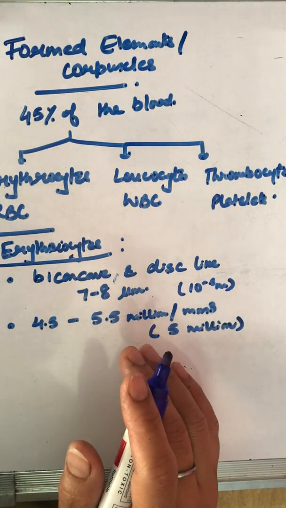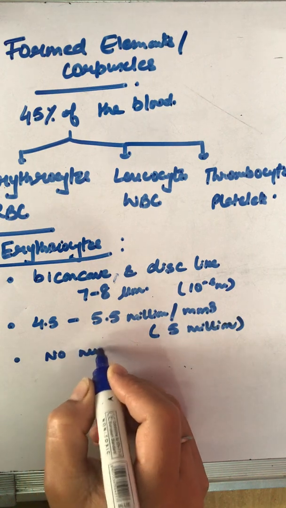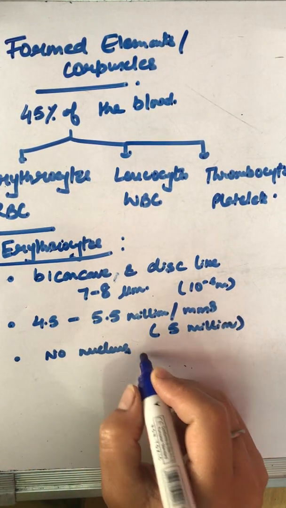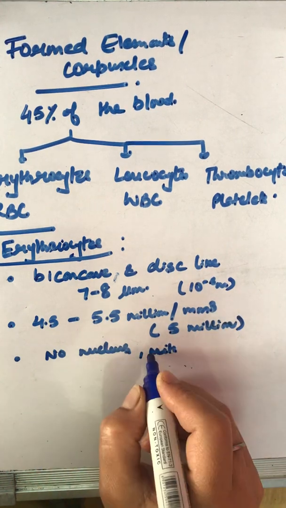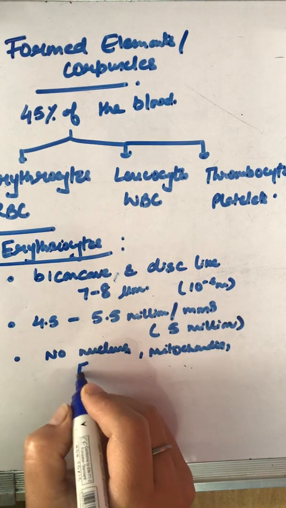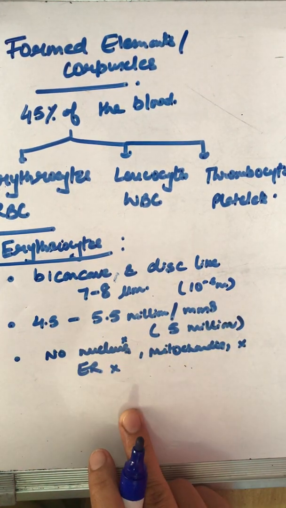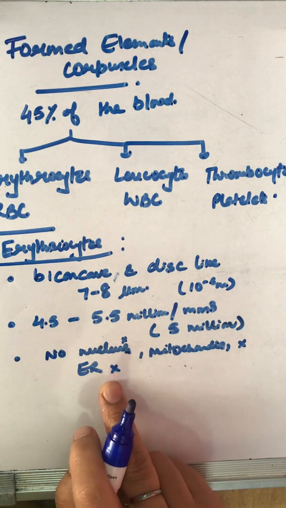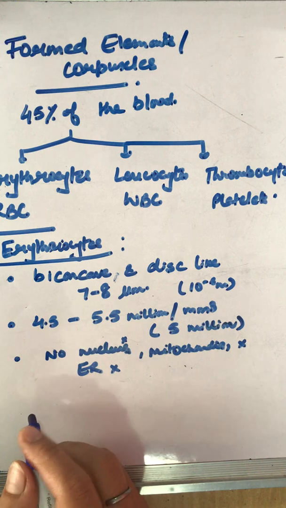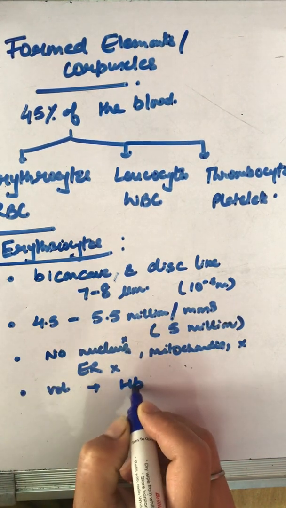Third, moving to, they do not have nucleus. That means no nucleus. No nucleus, no mitochondria, as well as endoplasmic reticulum, all a no, right? No nucleus, no endoplasmic reticulum, no mitochondria. So, their entire volume is filled with Hb.